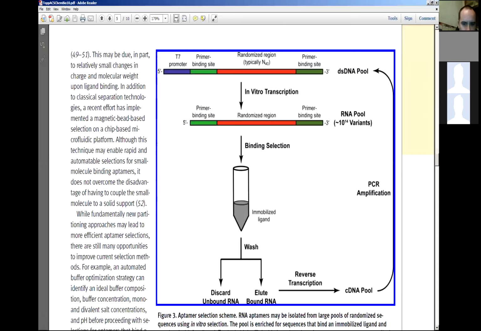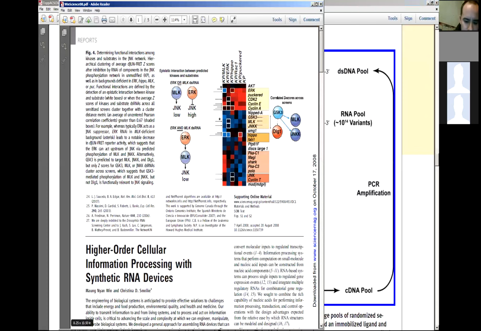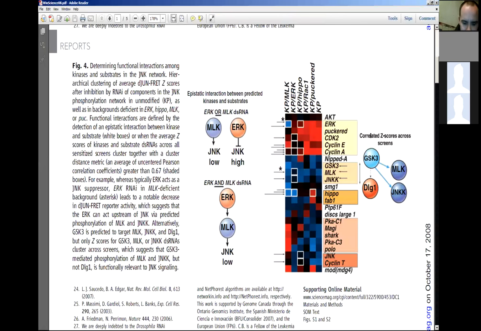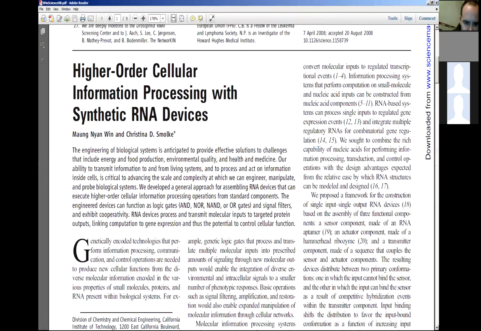All right. I think I'm going to leave it at that. Well, maybe one more. Let me show one more figure from this paper by Wynn and Smolke. Again, that's one of the other references that I have in the email that I sent out, showing how they're actually engineering some of these riboswitches.